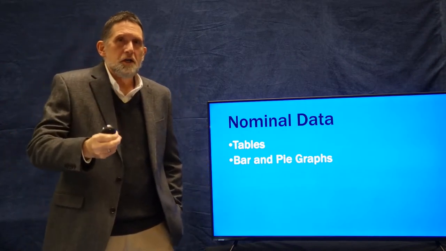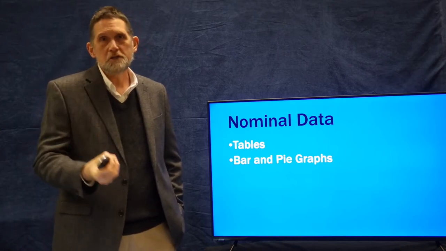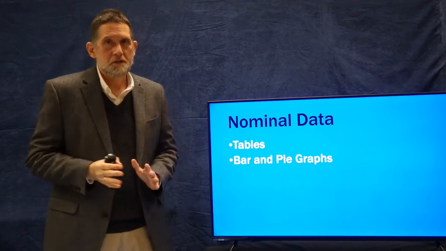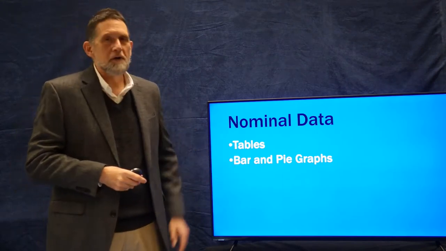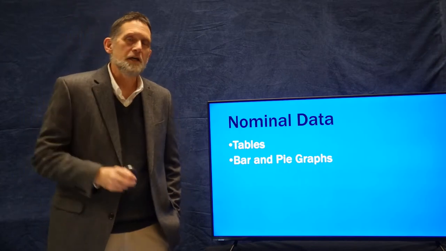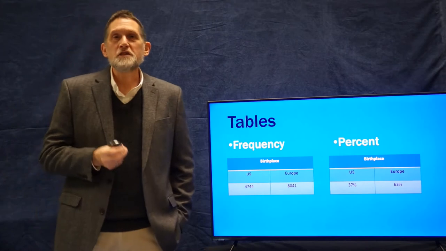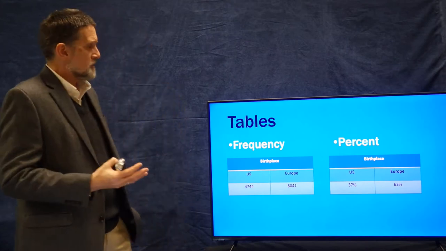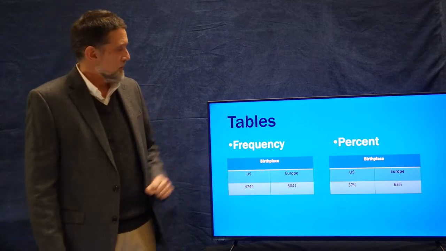First thing that we want to talk about is nominal data. Remember, nominal data have categories. They are discrete groupings, and those we can look at in tables and bar and pie graphs. That's how we can look at nominal data. So here's a set of tables, and you've seen these before. They should be fairly obvious. Here's from Boas's data, birthplace.